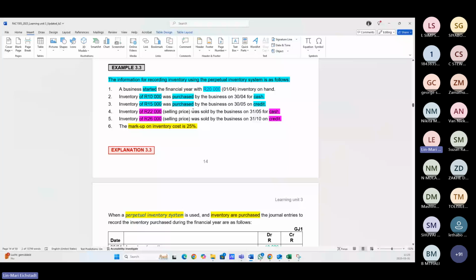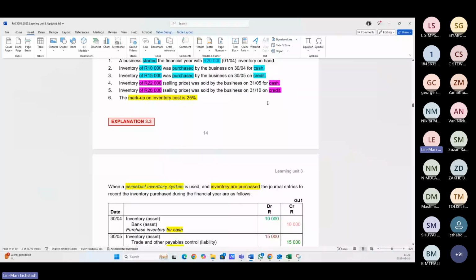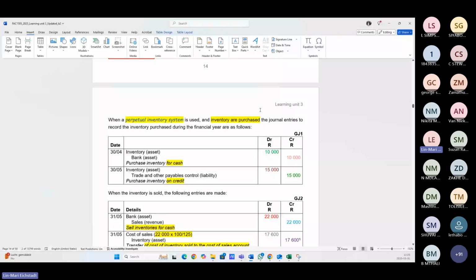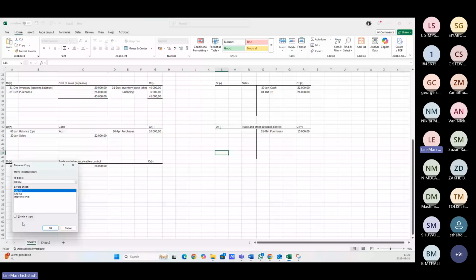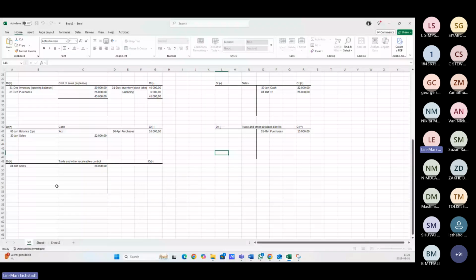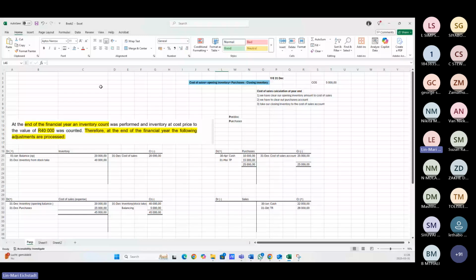So here it explains where a perpetual inventory system is used and the inventories are purchased. The journal entries to record the inventory purchased during the year are as follows. So I think to make it easy, I can do it again here, but we can call this one the perpetual one. And then we can delete these here.